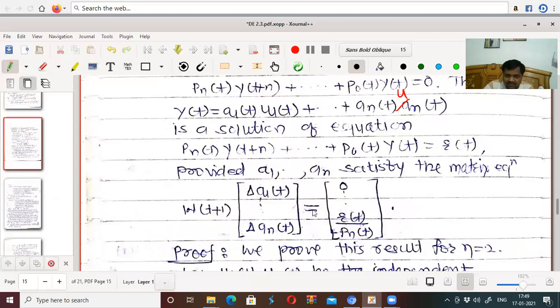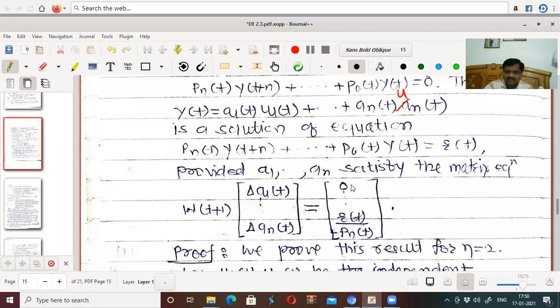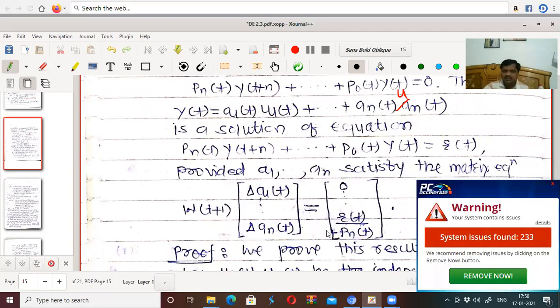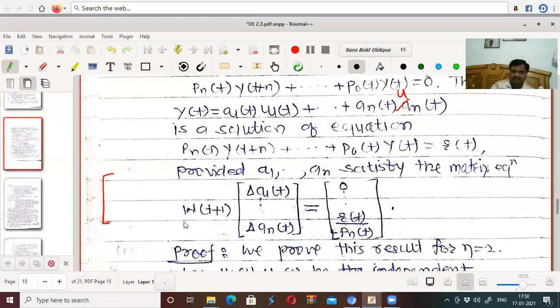Satisfy the matrix equation means what? a1 up to an are solutions of this non-homogeneous system of n equations in n variables, delta a1(t) up to delta an(t). How can you say that this is a non-homogeneous system of n equations? Because this left hand side W(t+1) is actually the Casoratian matrix. W of t plus 1 is the matrix of Casoratian.